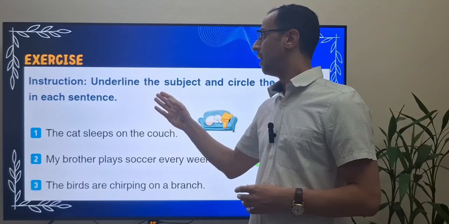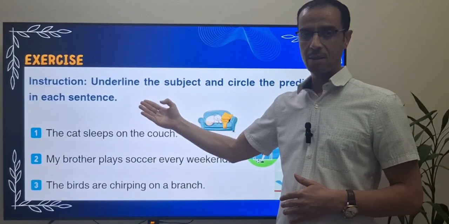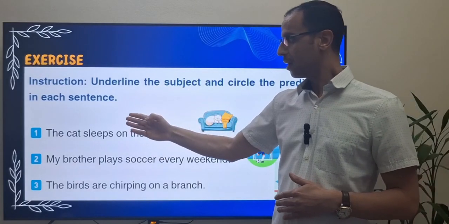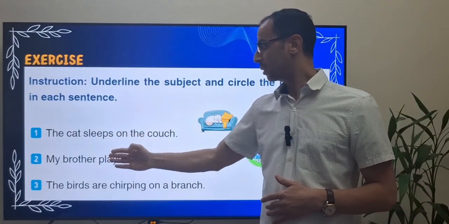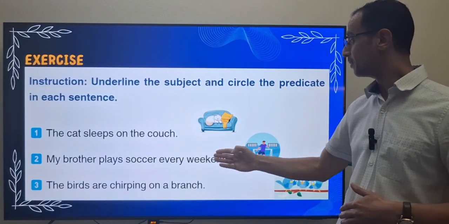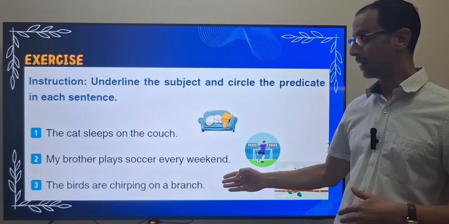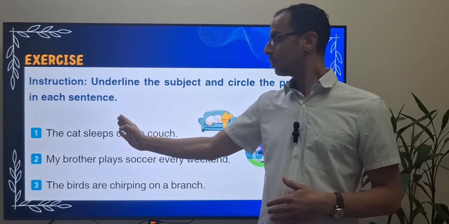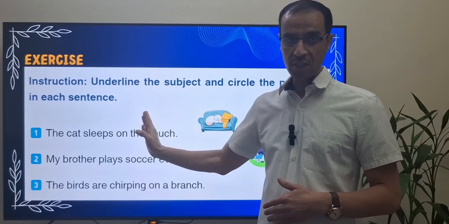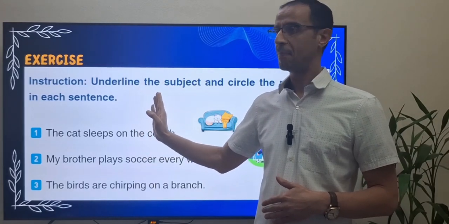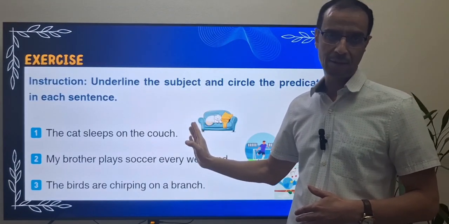Exercise. Underline the subject and circle the predicate in each sentence. So, number one, the cat sleeps on the couch. Number two, my brother plays soccer every weekend. And number three, the birds are chirping on a branch. We need to divide the sentence into two parts. The first part is the subject and the second part is the predicate.